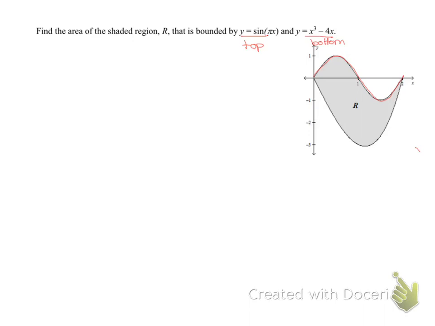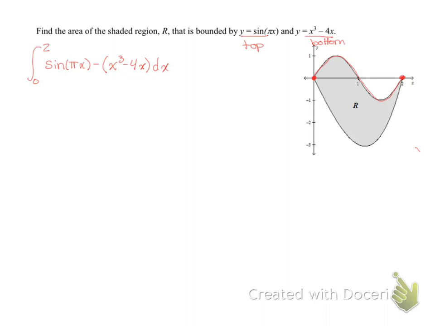Okay? So to find this shaded region here, we have to find the integral. Now, we need the intersection points. So our first intersection point is right there. Well, that's the x value 0. Our second one is over here, which is 2. So the integral is going from 0 to 2 of the top minus bottom. So we're going to have sine of pi x minus (x cubed minus 4x) dx. Now, please put parentheses around that second function. Otherwise, distribute your negative accordingly.